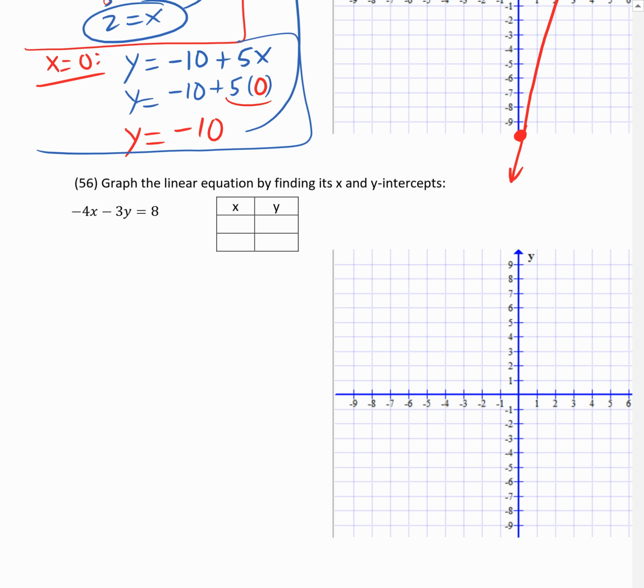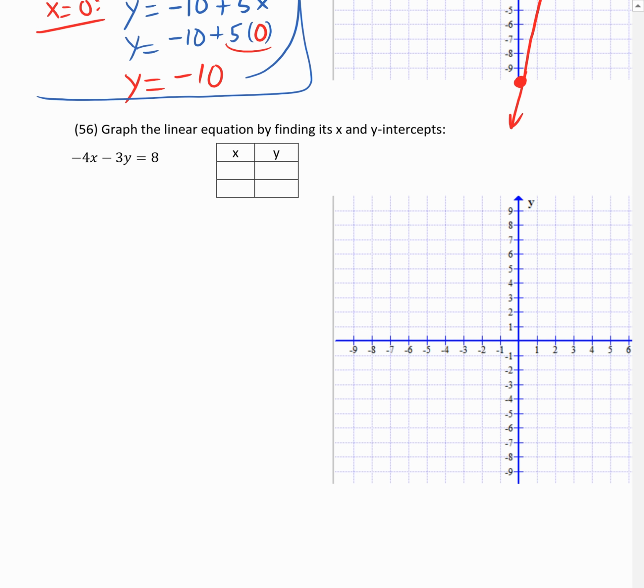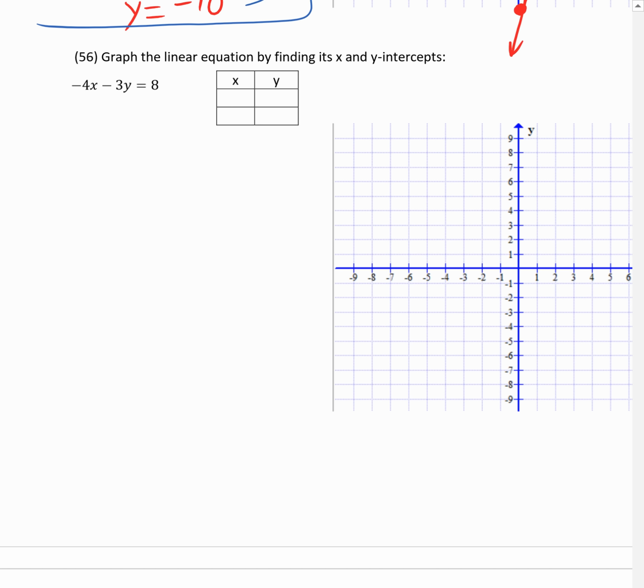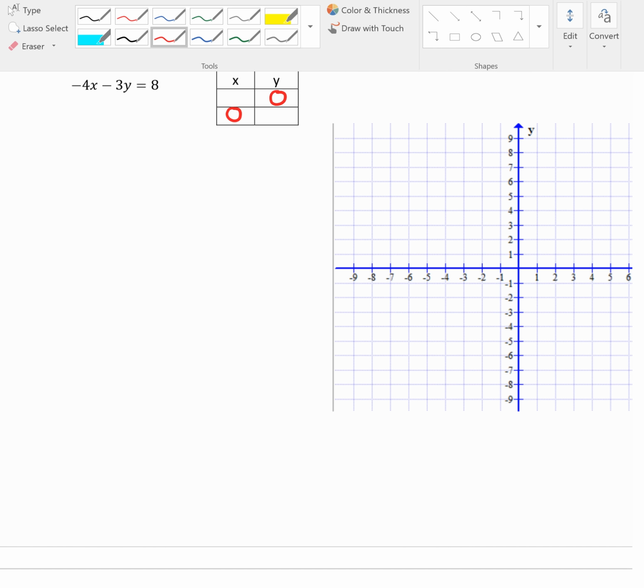Alright, number 56. Yay! We're almost done! So I want us to do the same thing. I'm just going to set up a 0 for y, a 0 for x, and then try to find either one. Okay, might as well start with the first one.